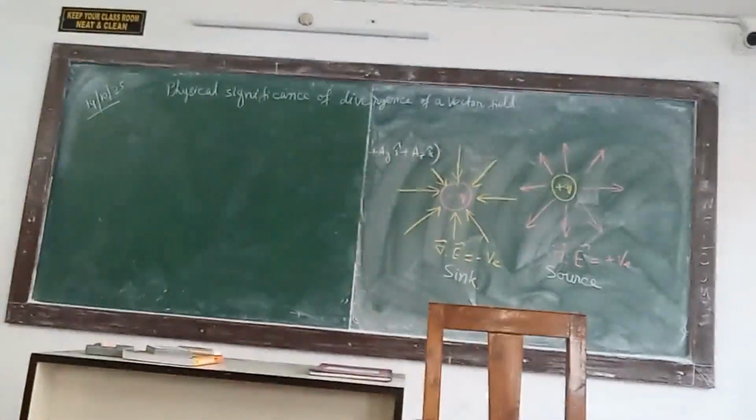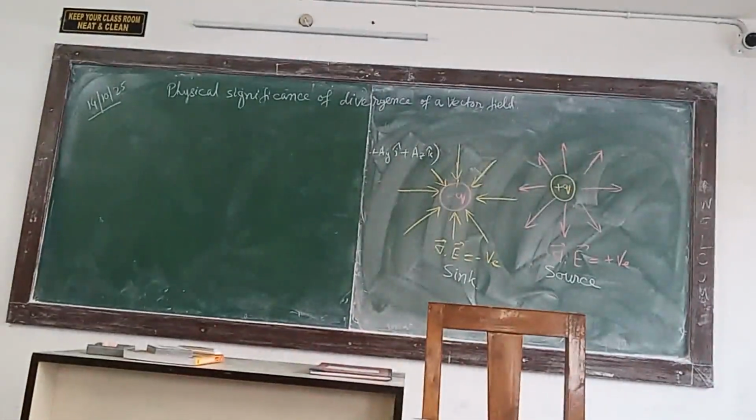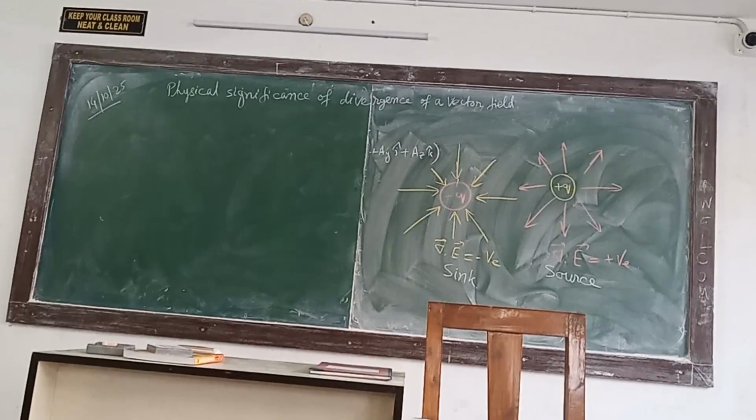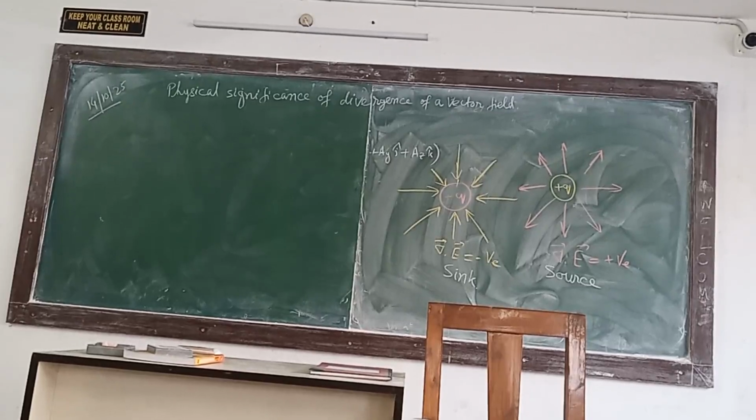Look, the divergence of a vector field indicates the net outflow, or flux, of that field per unit volume.